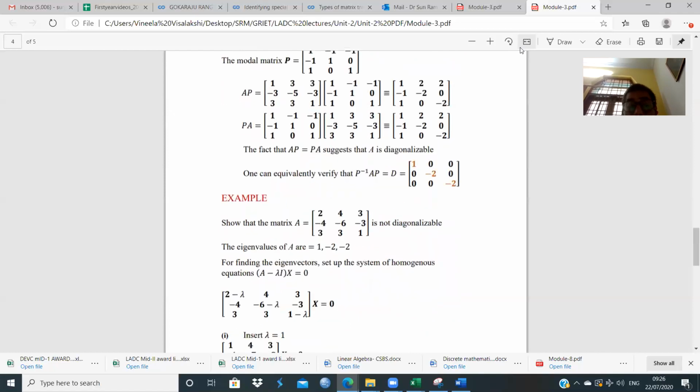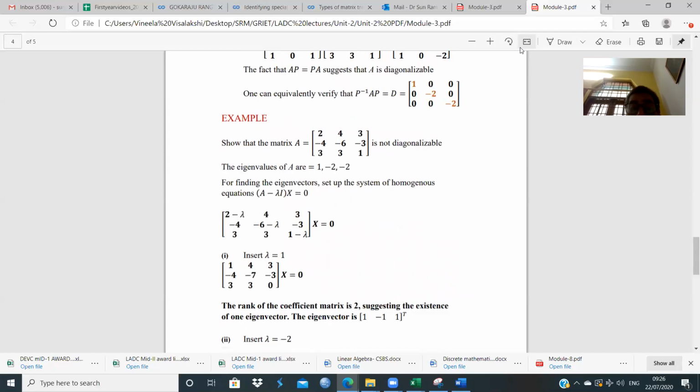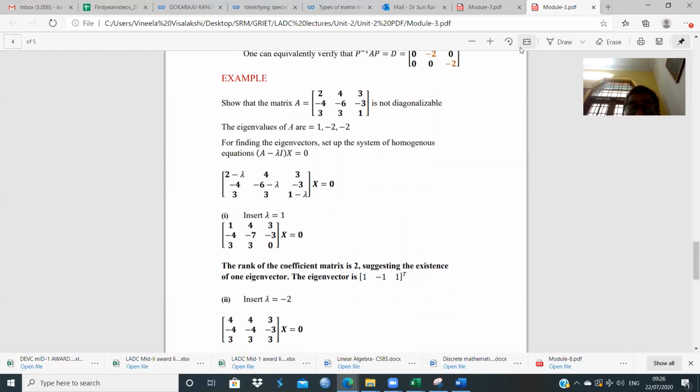Let us now take a problem where diagonalization cannot be performed. So we have a matrix 2 4 3, minus 4 minus 6 minus 3, and 3 3 1. So find the eigenvalues, you get 1, minus 2, minus 2. Corresponding to lambda equal to 1, we get the eigenvector as 1, minus 1, 1 by the normal procedure.